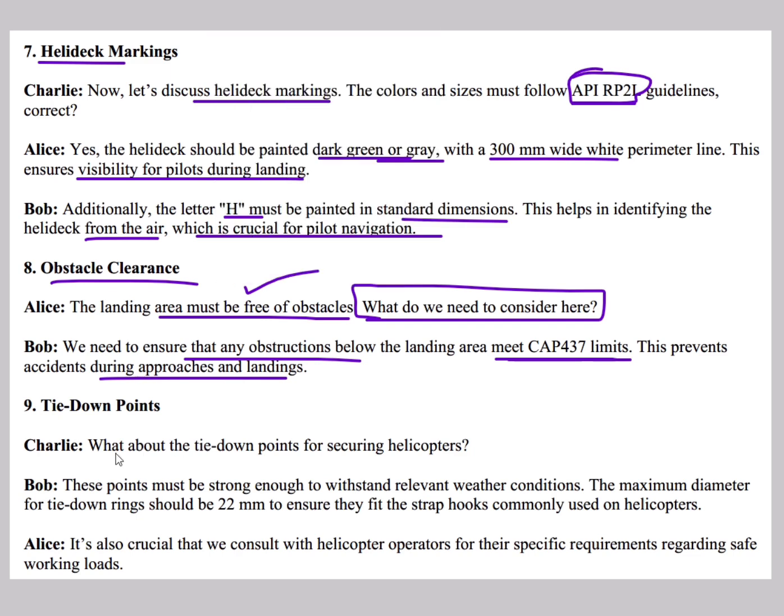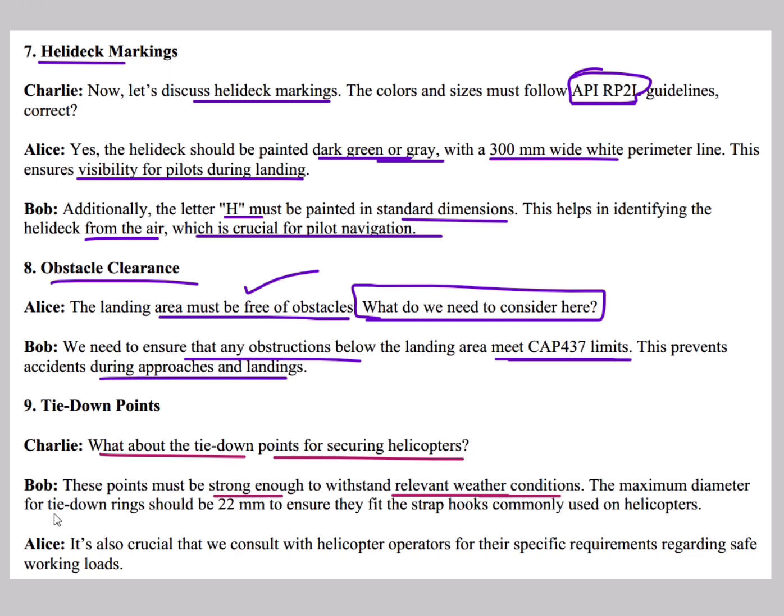Next, the tie-down points. What are the tie-down points for securing the helicopter? These points must be strong enough. Tie-down points are what hold the helicopter, right? So they should be strong enough to withstand the relevant weather conditions. Whatever the storm conditions, they should be able to withstand them. So they should be strong enough, right?